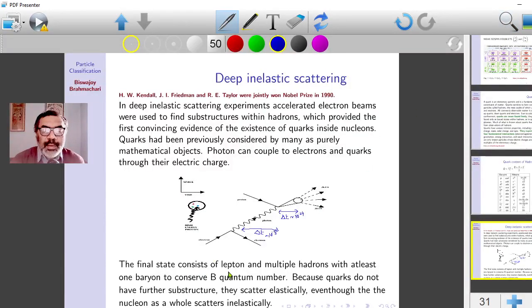The final state consists of a lepton and multiple hadrons with at least one baryon to conserve baryon number, because there is at least one baryon which is coming. So the final state should have baryon number 1.